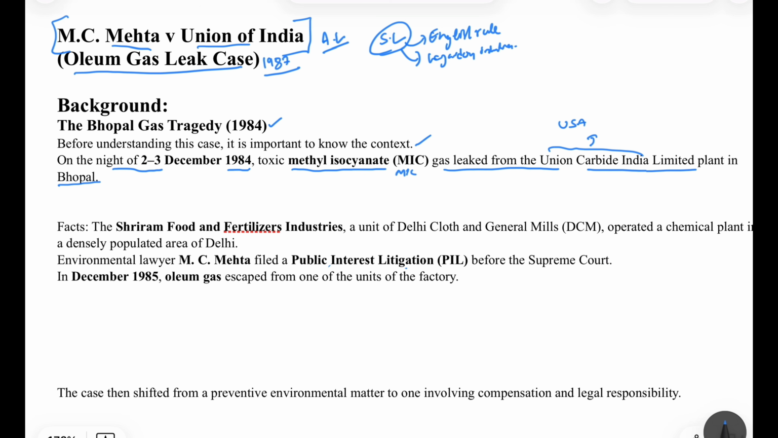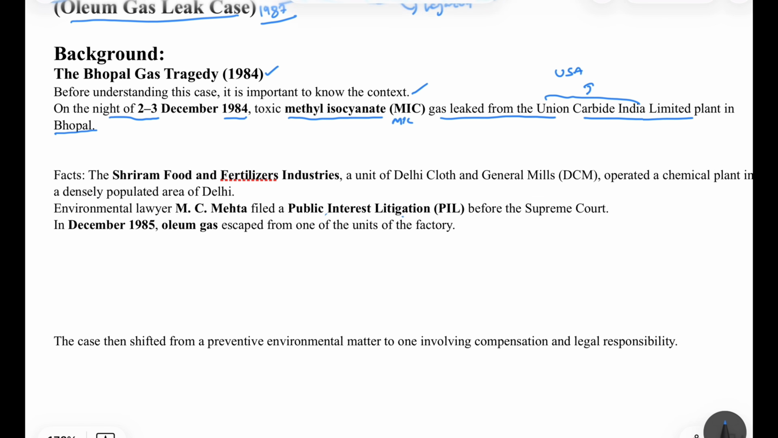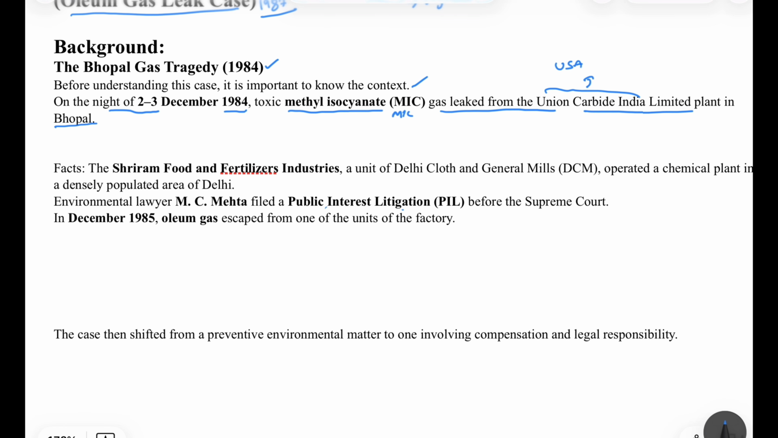Firstly, the facts of the case. Sriram Food and Fertilizers Industries, a unit of Delhi Cloth and General Mills, operated a chemical plant in a densely populated area of Delhi. What happened? This factory manufactured oleum, caustic soda, and sulfuric acid, and other hazardous chemicals, which was claimed by the environmental advocate MC Mehta. He filed a public interest litigation before the Supreme Court.